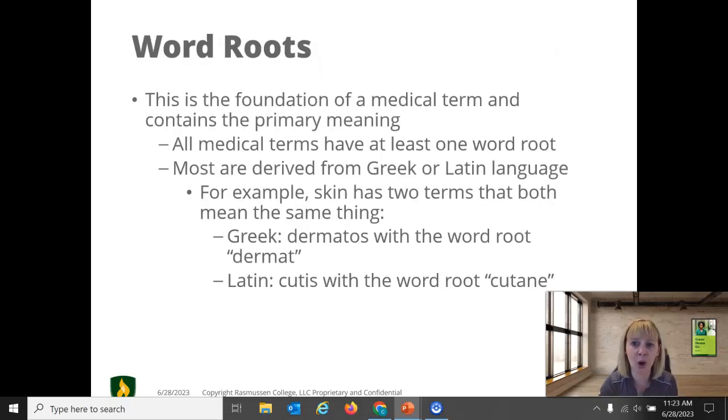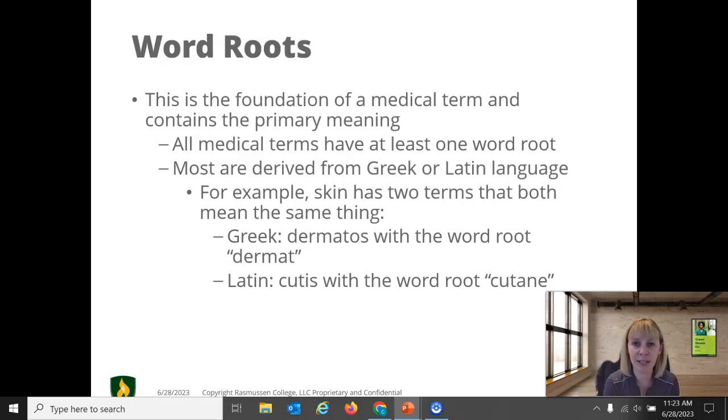So we're going to start with the topic of word roots. Word roots are really the foundational term within the word, and it contains its primary meaning. Most of the time, your word root is going to come from a specific location or a specific department or unit system within the body. If you look in your book, Table 1-1 will provide you with more examples of word roots, and that's going to be on pages 36 and 37 of your e-textbook.